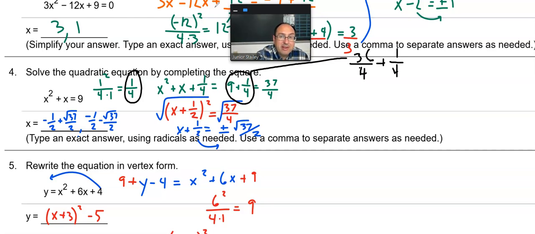Remember this taking me back to my middle school days? Yeah, that's right. 37/4.